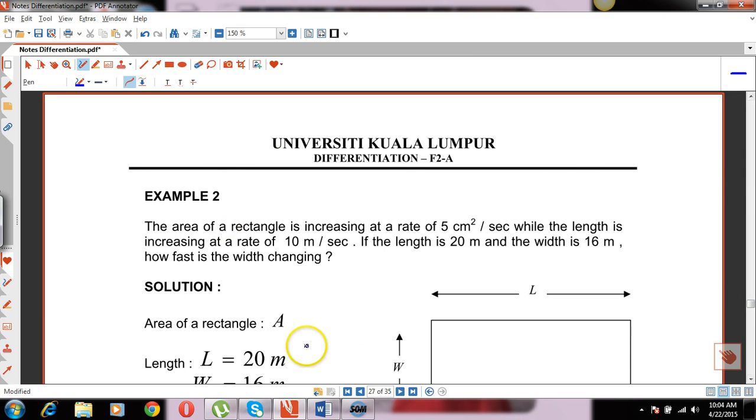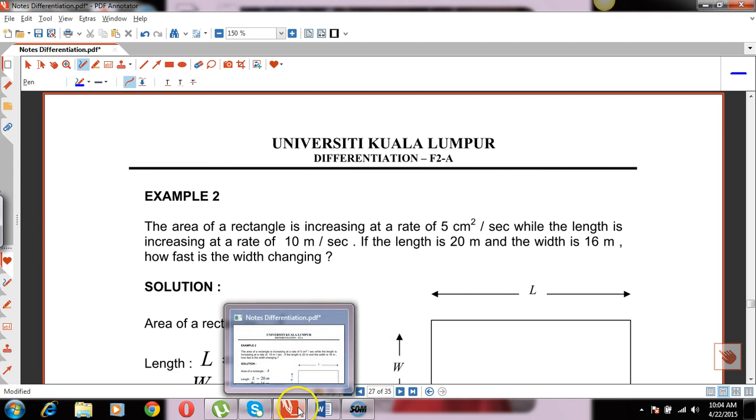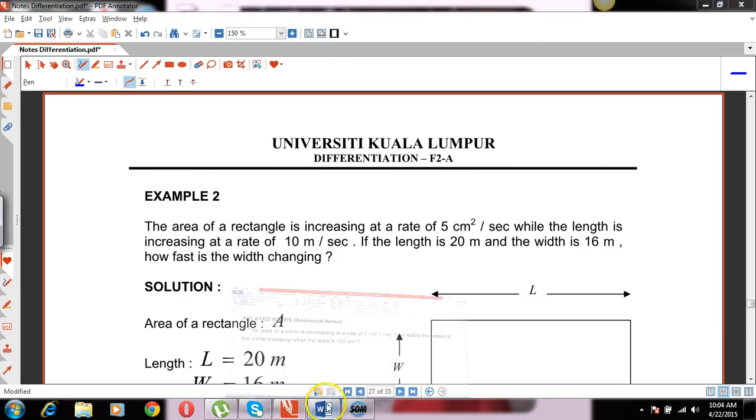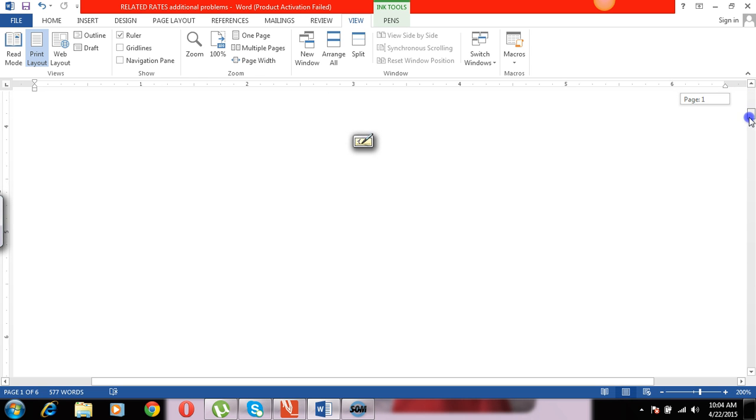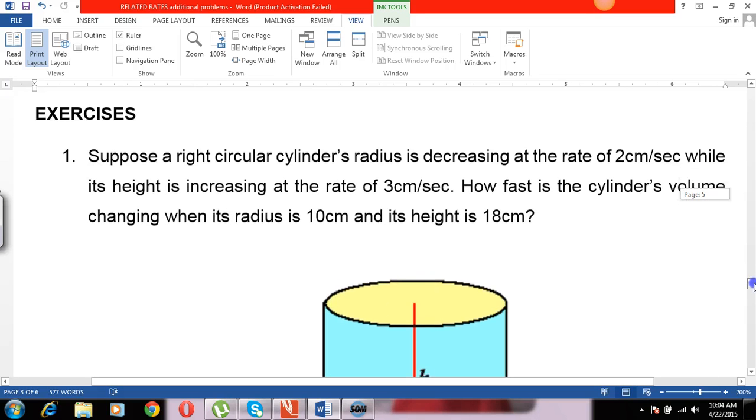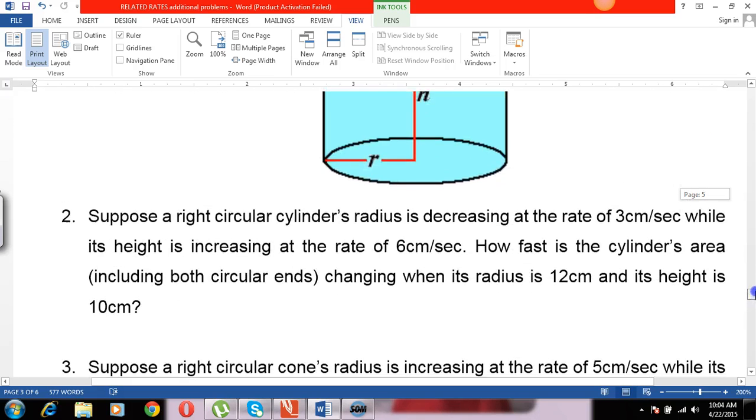Alright. So as I uploaded before the class, I uploaded the related rates additional notes. You can find them on the e-learning session for technical maths 2. So we have different related rates from your workbook. This is our additional notes for related rates. Then we have additional exercises, related rates exercises.